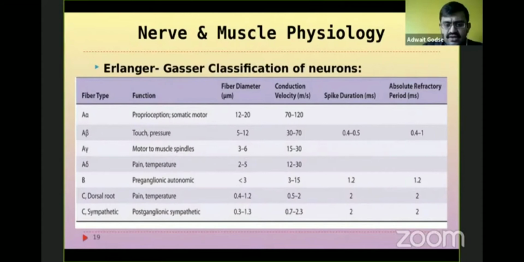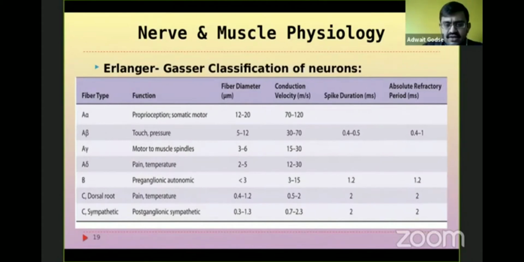Most of the neuronal receptors present in skin, like Pacinian corpuscle and Meissner's corpuscle, are modified A beta fibers. A gamma, we have already seen the multiple choice question on that. A delta, as I told you, carries fast pain. C carries slow pain. Please remember this.